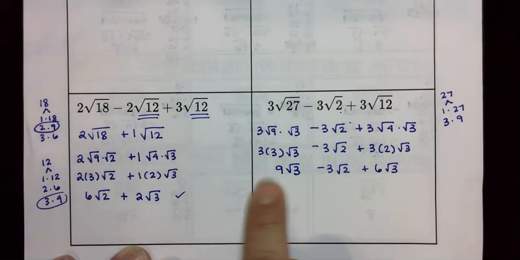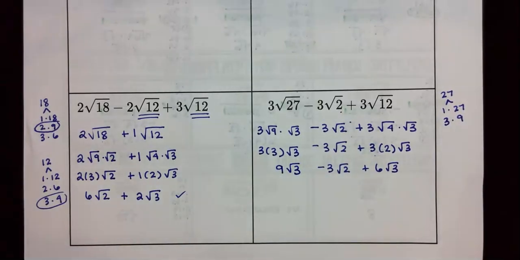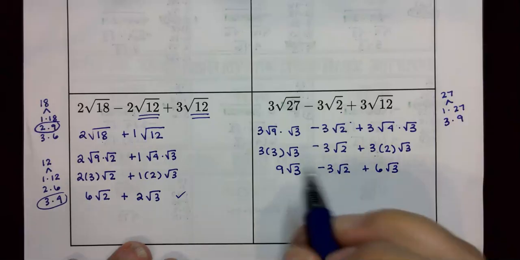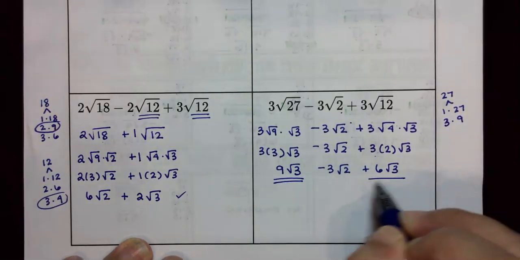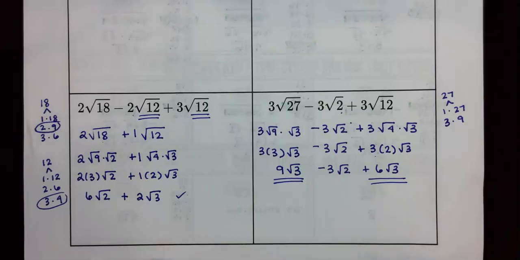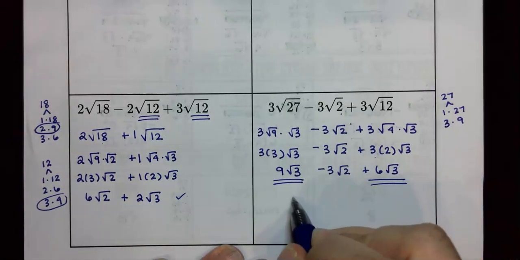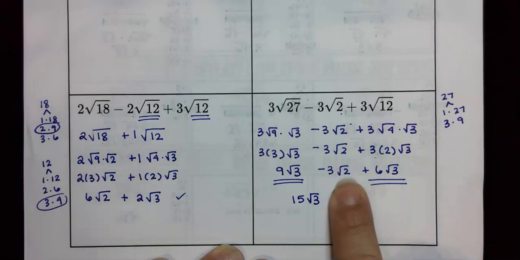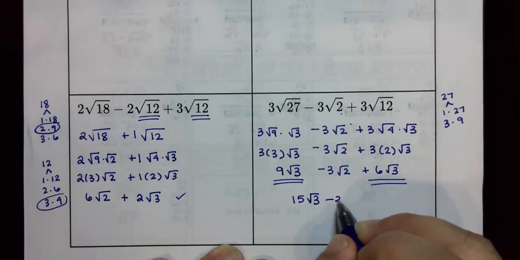And as you can see here, we actually do have like terms. This one has a square root of 3. This one has a square root of 3. So that means that I can actually put together the 9 and the 6. So 9 plus 6 gives us 15 square root of 3. And since this didn't get used, bring it down.